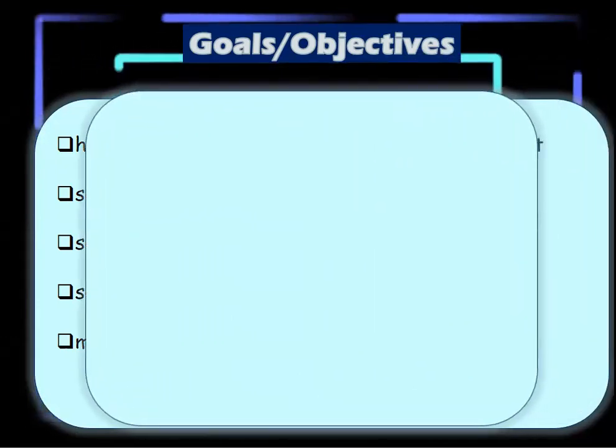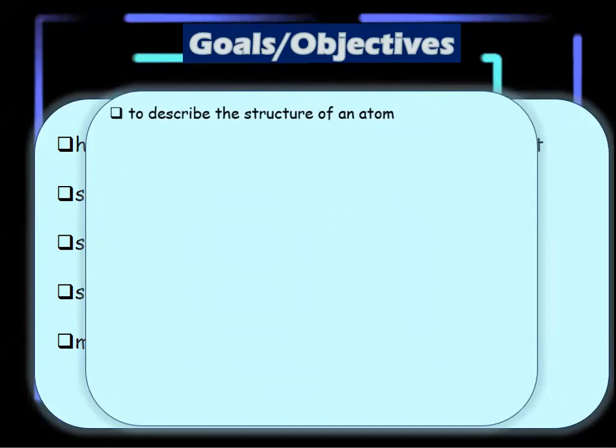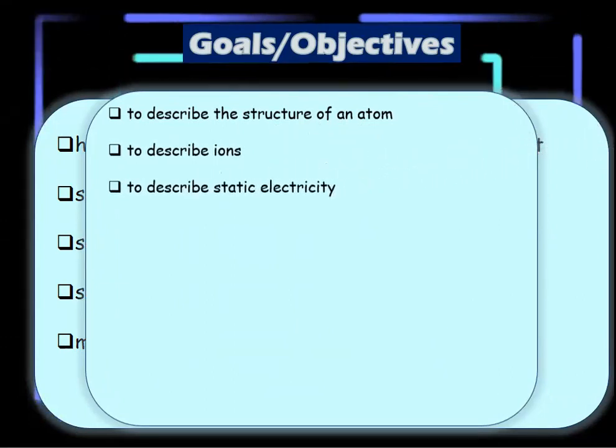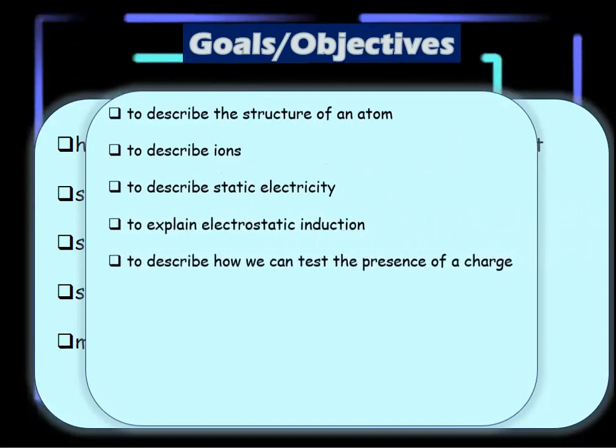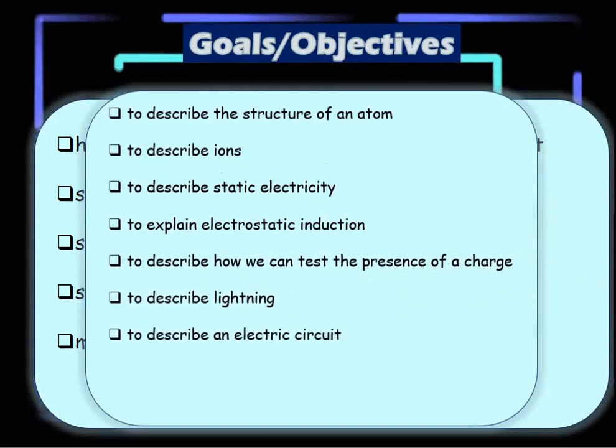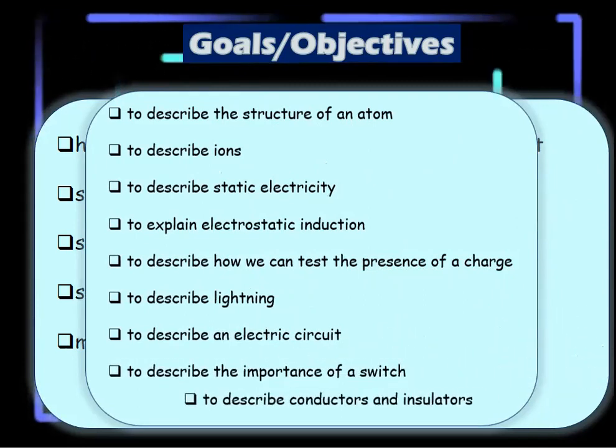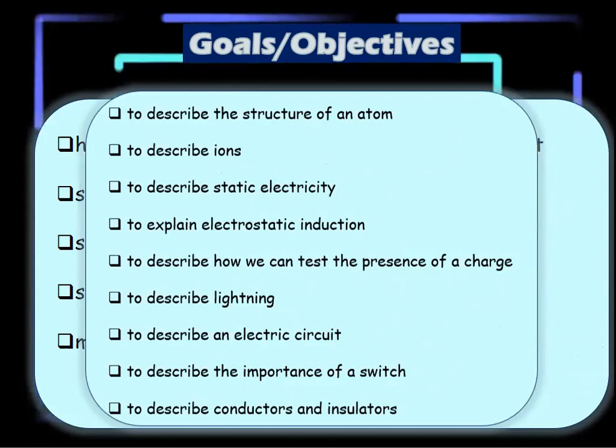And in unit number 9, we know the structure of an atom, ions, static electricity, electricity conduction. How can we test the presence of a charge, lightning, an electric circuit, importance of a switch, and conductors, insulators.